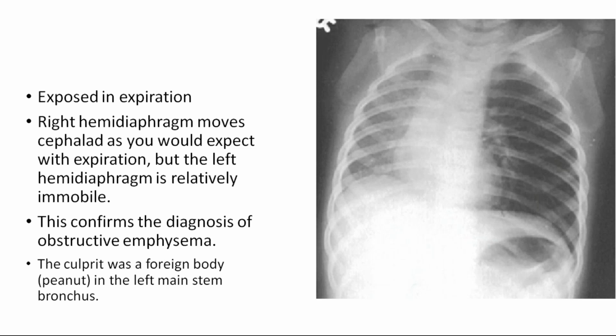This is an expiratory film. The right hemidiaphragm is as expected, but the left diaphragm is relatively immobile. In expiration, what will happen? The diaphragm has to move up, no? Only 6 or 7 ribs are shown, so there definitely is expiration. So why has the diaphragm not moved? It is not moving at all.